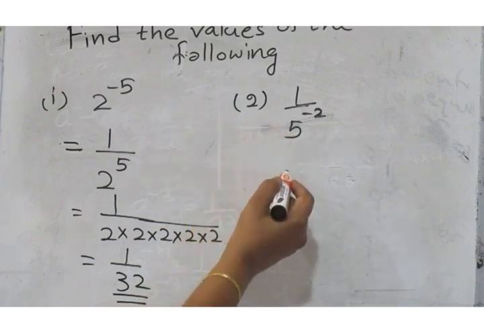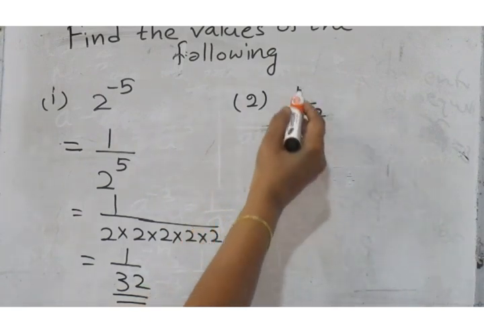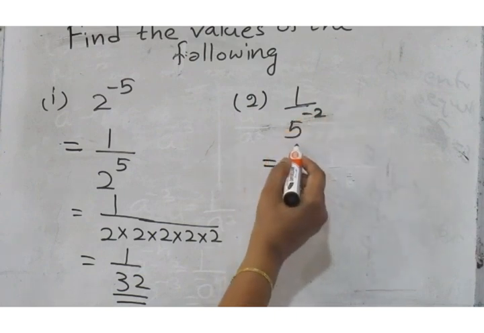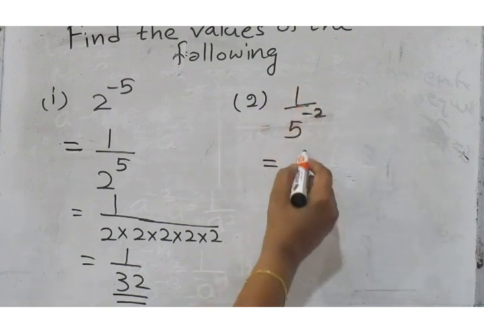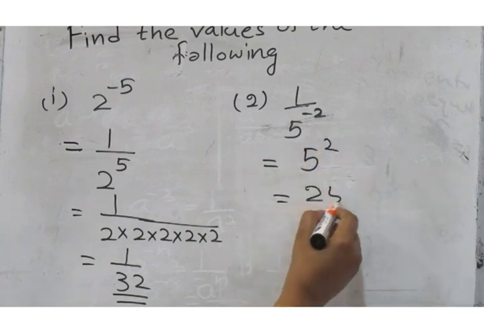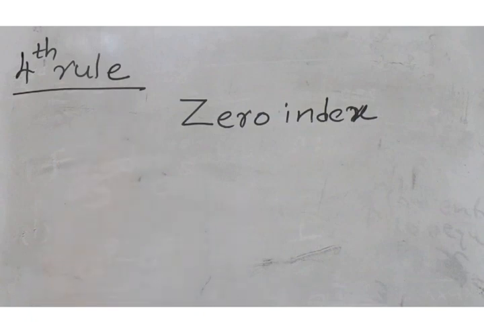Now see the second question. Find the value of 1 over 5 to the power negative 2. Now write this as a positive index by taking the reciprocal here, 5 to the power positive 2. Then the answer is 25. The fourth rule of indices, that is the 0 index.